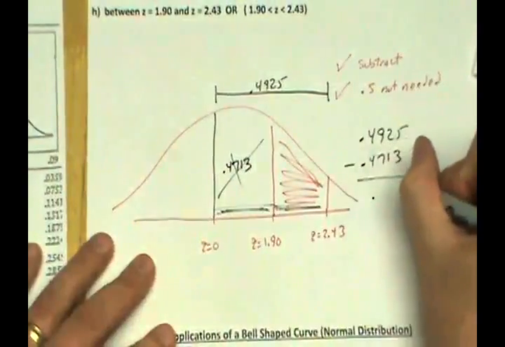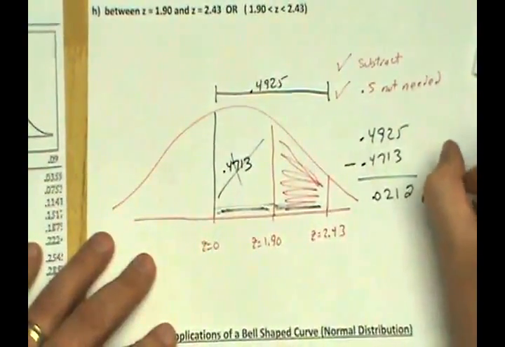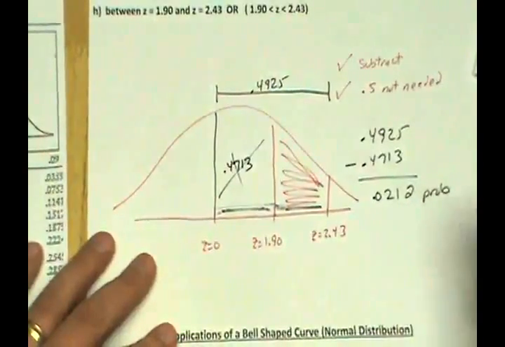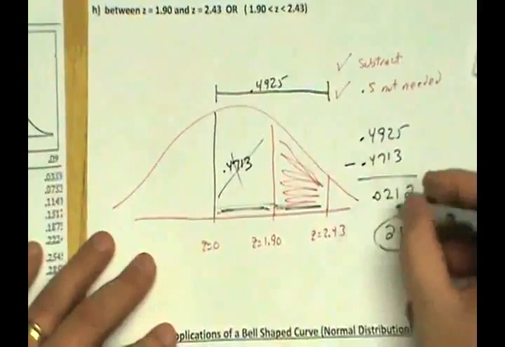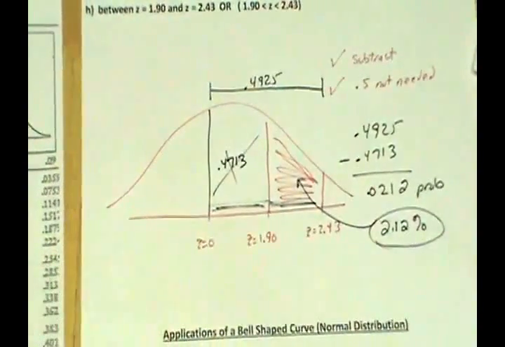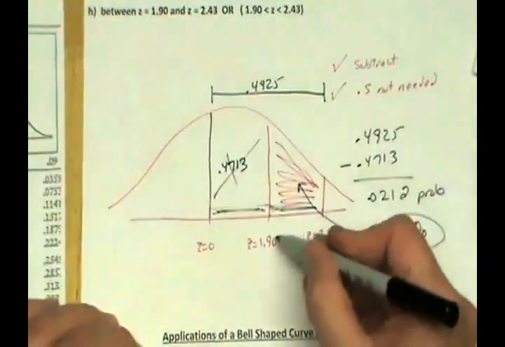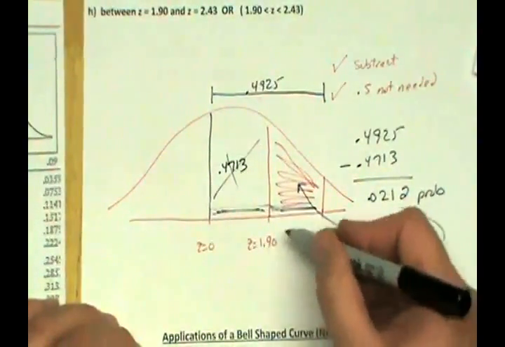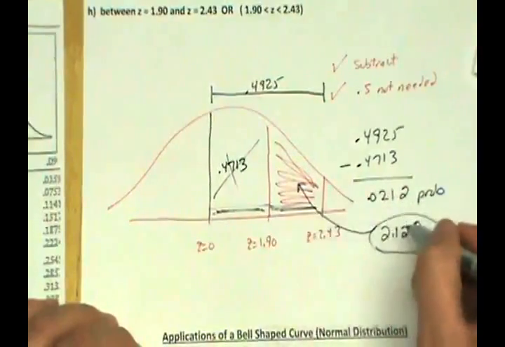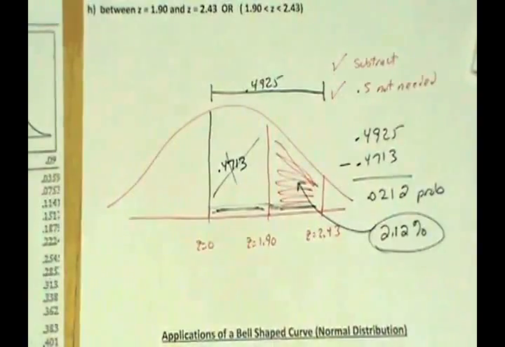And that's going to give us back, let's see, a 2, a 1, a 2, and a 0. So 0.0212 is the probability. And 2.12% is the percentage of things that lie in that shaded region between a z of 1.90 and a z of 2.43. And again, 1.90 stands for the number of standard deviations from the mean. So between those two standard deviations, 2.12% of the population exists. Okay, so that's how you do z-scores.